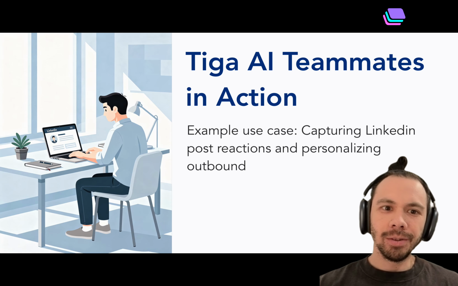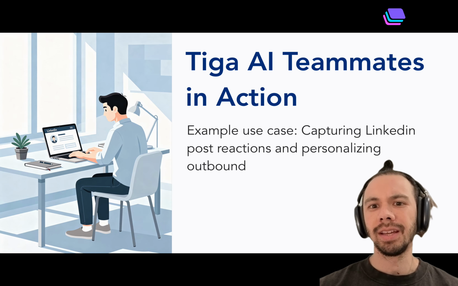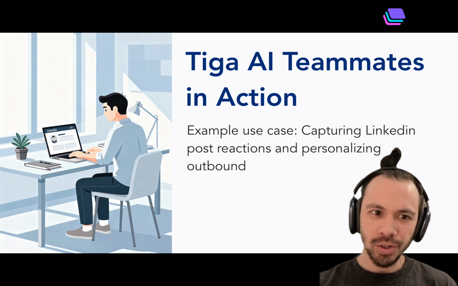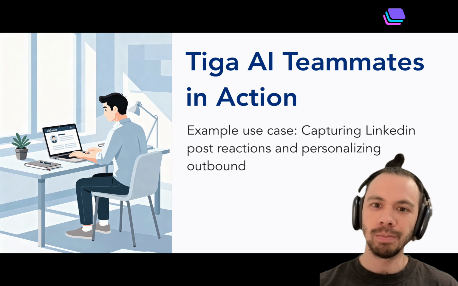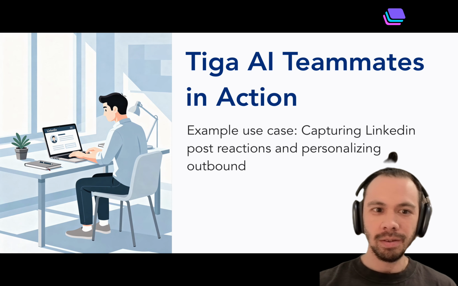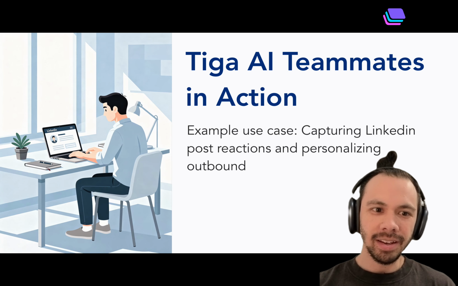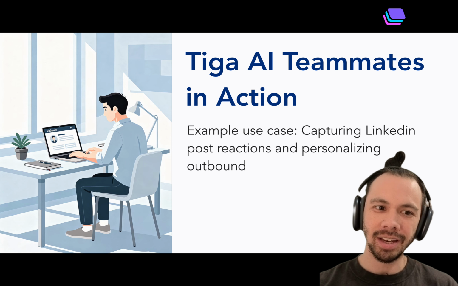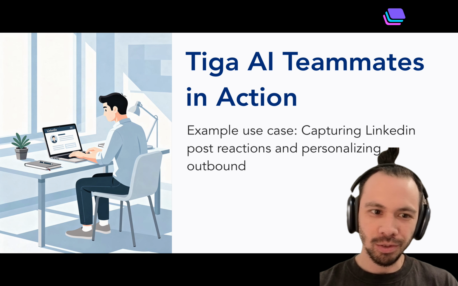All right, I'm going to show you how Tiga's GTM teammates can help you build a personalized outbound campaign based on viral LinkedIn posts. So here's the motion. First, find a post on LinkedIn that has engagement with your target market or audience. Doesn't matter if it's your post, could be anyone's post. Next, you build a list of people who've engaged with that post. Then you build a personalized outbound sequence for those people. You run that campaign. I'm going to show you how Tiga's GTM teammates can do this for you.